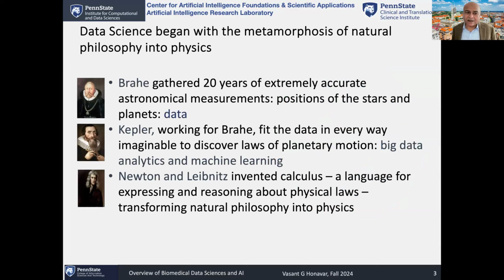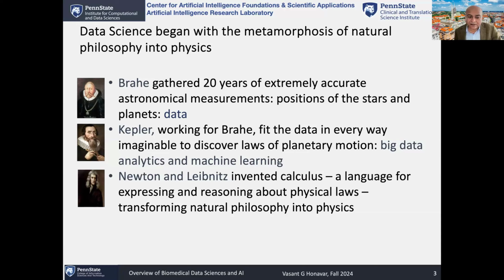Right? So data science as an enterprise began more than 200 years ago, even though it wasn't called that. It began when Tycho Brahe collected 20 years of extremely accurate astronomical measurements about positions of stars and planets. So this gave us the first set of big data. And Kepler, working for Brahe, fit this data in every way imaginable. Right? He was doing essentially what we now call machine learning, and he was doing it by hand. And then, so that led to the discovery of some regularities.